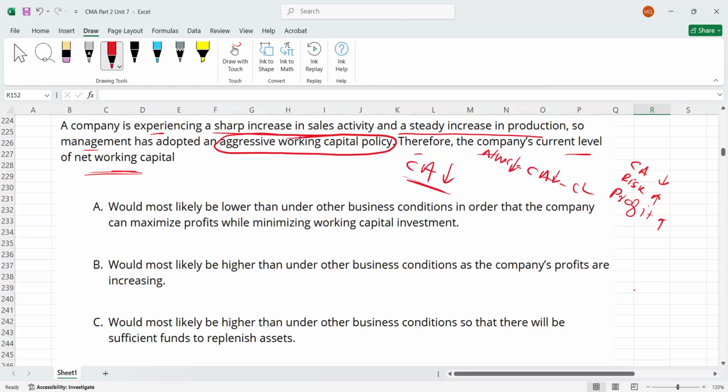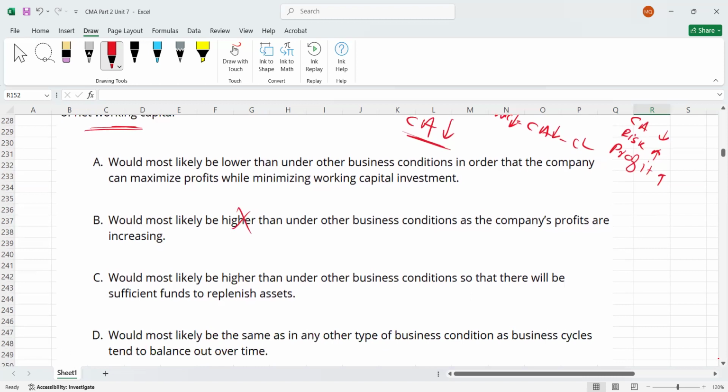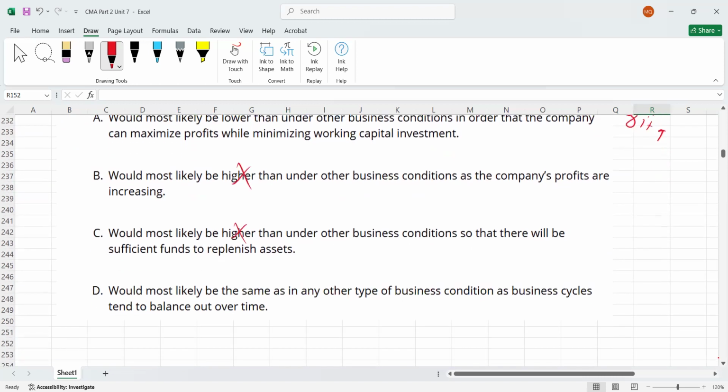So if you look into the options, look at option B. They're saying the net working capital would be higher. No, it's incorrect. Again, option C, net working capital would be higher. It's incorrect. Then they're saying that net working capital would most likely be the same as in other business conditions. No, it is not going to be the same. It is going to be lower.